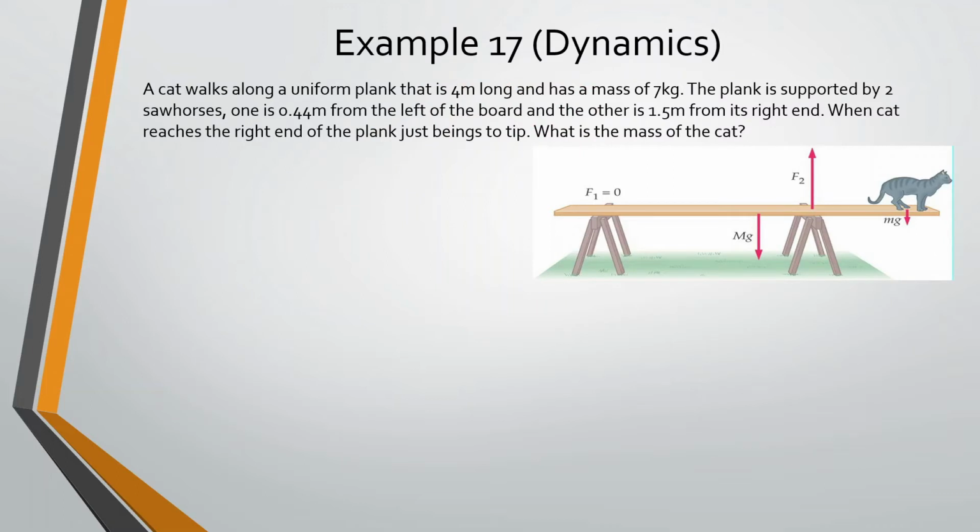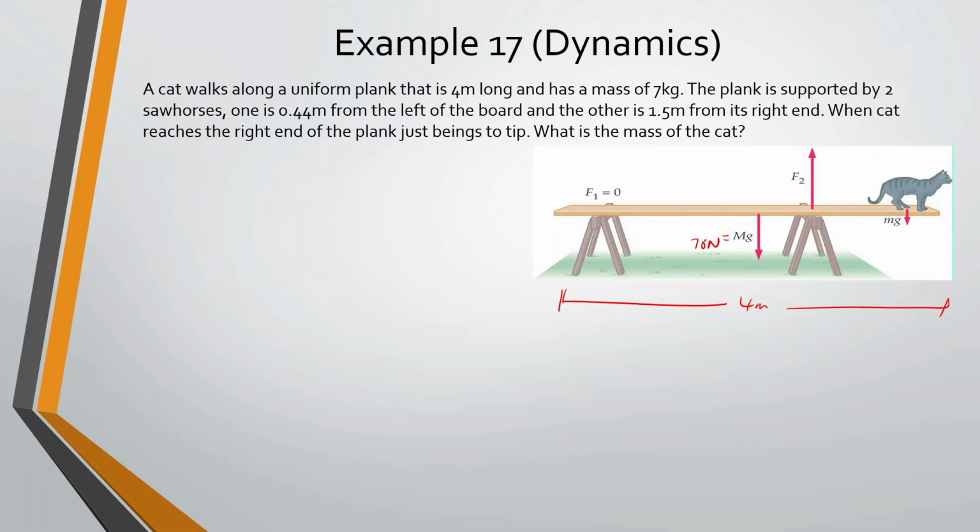Alright, now let's look at this one. A cat walks along a uniform plank that is 4 meters long, and has a mass of 7 kilograms. So this plank has a mass of 7 kilograms, which is important to know. So we know that the force is going to be acting directly in the middle, the center of mass, if it's a uniform mass. So this is going to be 70 newtons, the weight of it.